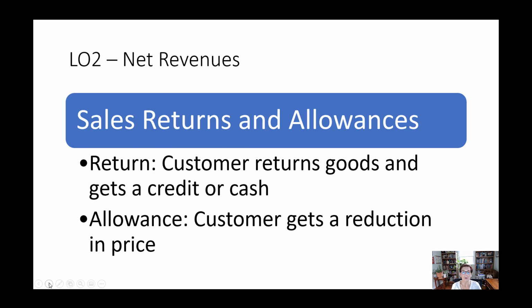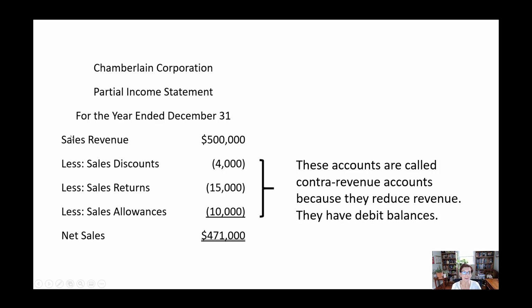All right, so let's see how all of these look on our financial statements. So here's an example of an income statement with all of those items on it. So your sales revenue is at the top, just like it always is. And then we have all of these reductions in our sales. These accounts, sales discounts, sales returns, sales allowances, are all called contra revenue accounts. They go against your revenue. They reduce your revenue. Okay?